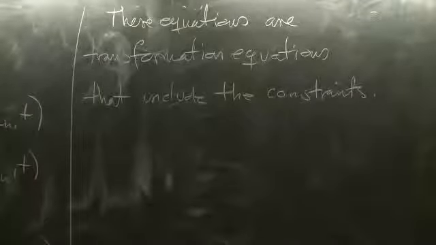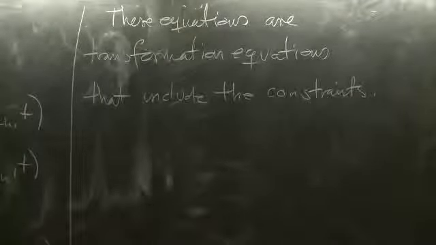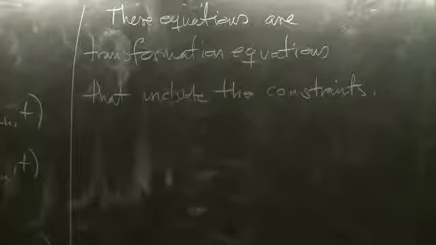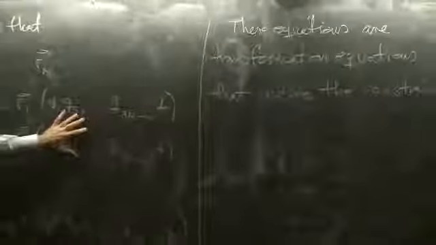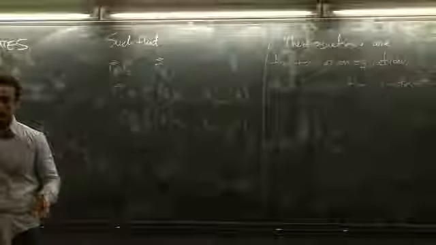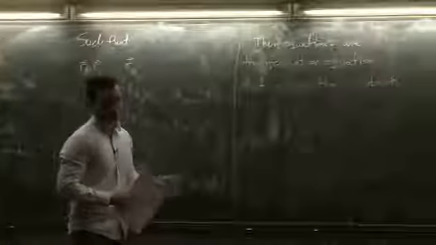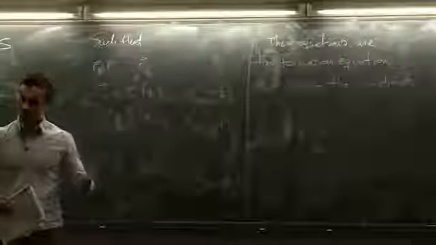So you can think of this set of equations as a set of transformation equations taken from the original description to these new generalized coordinates, or vice versa, by including the constraints in the system. So this might seem a bit abstract, so let's consider a concrete example.